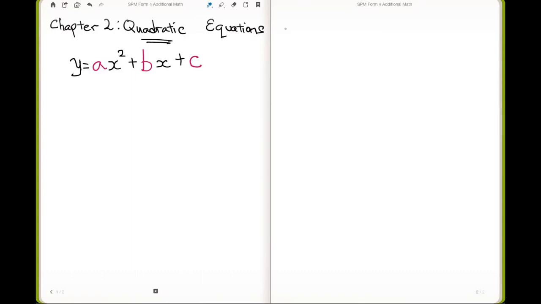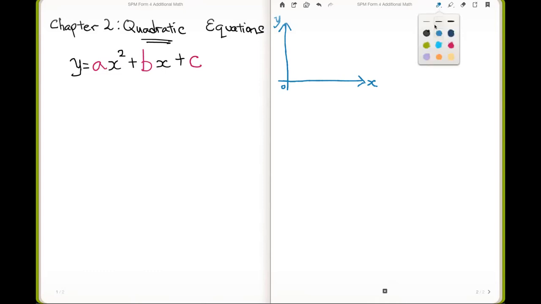In a Cartesian form, I have my y-axis and x-axis. This is my positive x direction, going up would be my positive y direction, and here would be my 0. In order for a quadratic curve to form, it should look like a U curve, or it's possible to be an N curve. A U and an N curve.